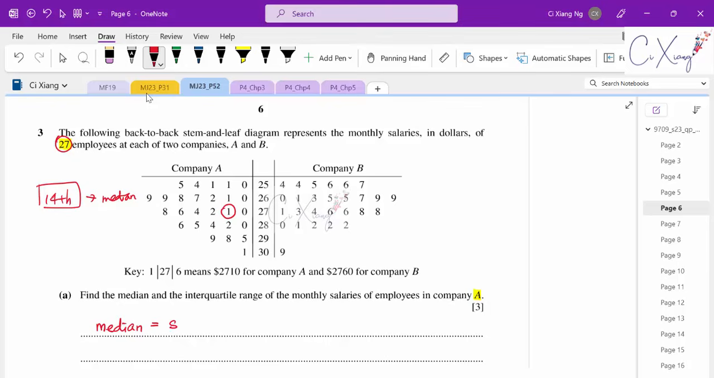They are talking about salary here, right? So usually I will encourage students to write in the unit if possible. So you write in dollar and then 2710. This is your median.